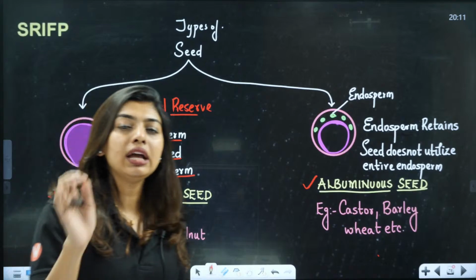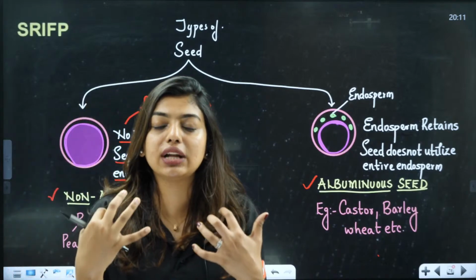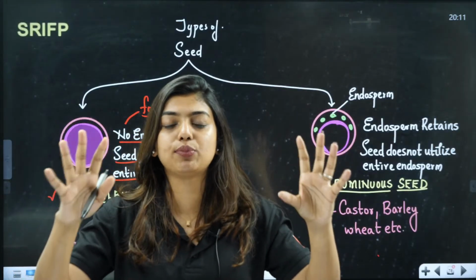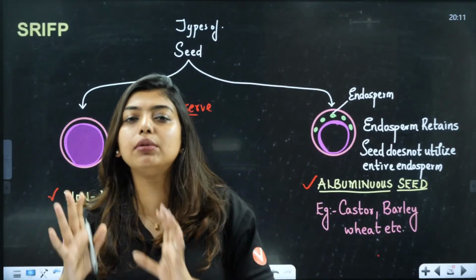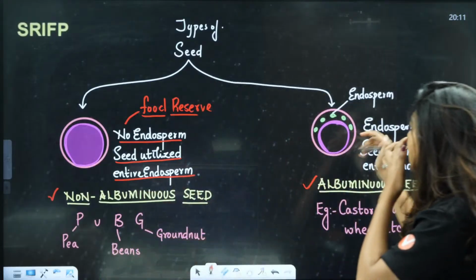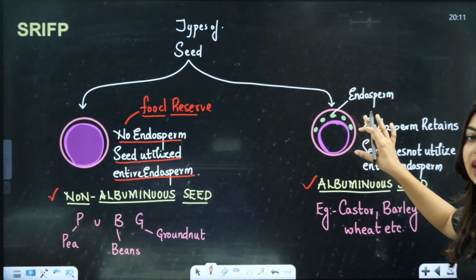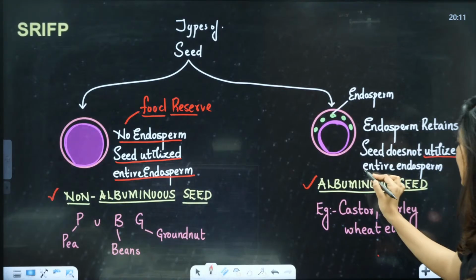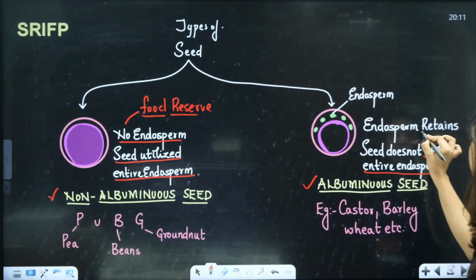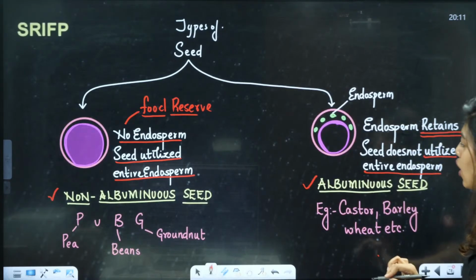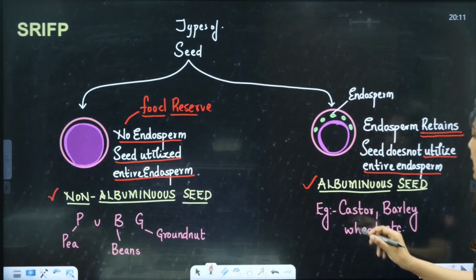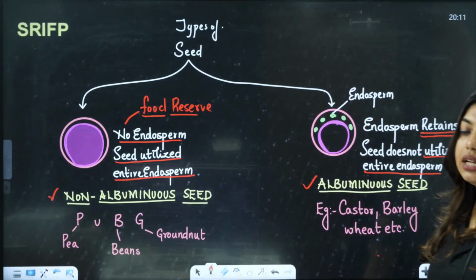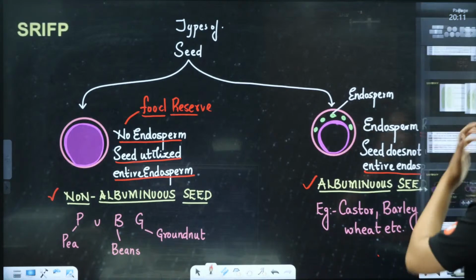Example. So endosperm was there for the embryo to utilize. They utilized the full endosperm. All these seeds utilized the full endosperm. Now, we have discussed non-albuminous seeds. Look here, endosperm was there. Some endosperm is going to remain. The seed does not utilize the entire endosperm. Endosperm is retained. This is called what? Albuminous seed. Examples: castor, barley, wheat. Castor, barley and wheat are the examples. Can you remember this much?